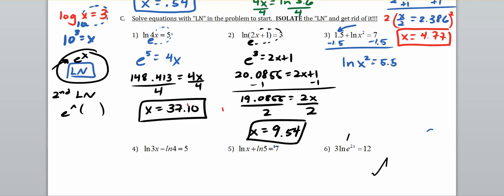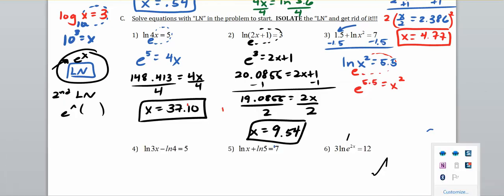I've got a single log. I can put in the base that I know for natural logs is e, and I'm going to make my circle. So e to the 5.5 is equal to x squared. E to the 5.5 is a number. Let's use our calculator. I'm going to type in second ln, so I have e raised, put in 5.5, and I'm going to get 244.692.